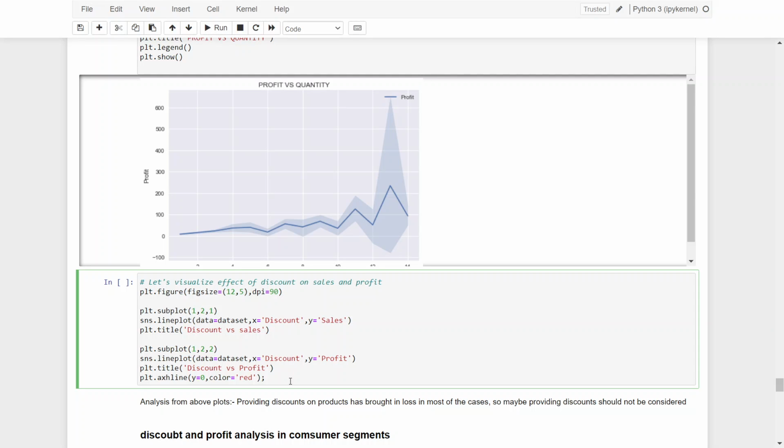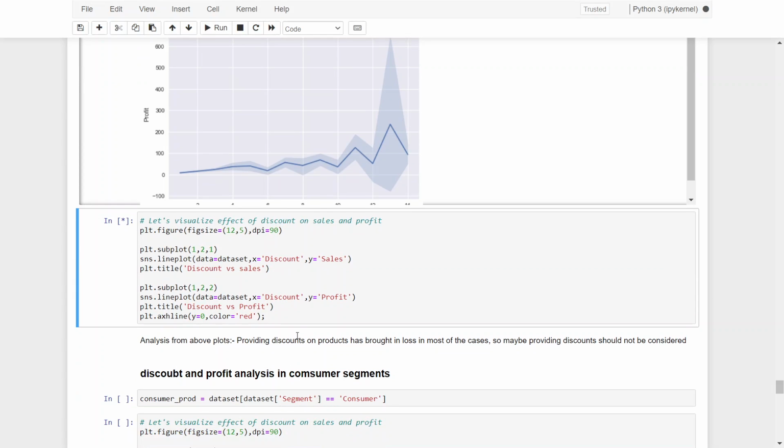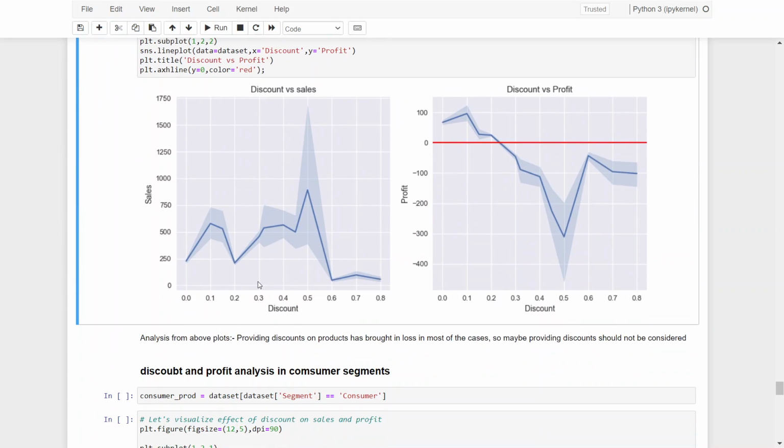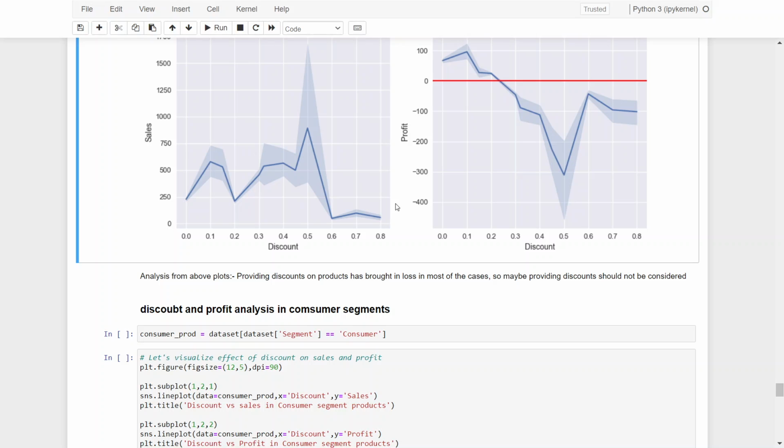And let's visualize the effect of discount on the sales and profit. Yes, I'm going to run this. It's loading. Yeah, you can see from the analysis, the discounts on the products result in a loss in most cases, so maybe providing discount should not be considered. Because if you increase the discount, the profit could be less, proportionally equal to each other.